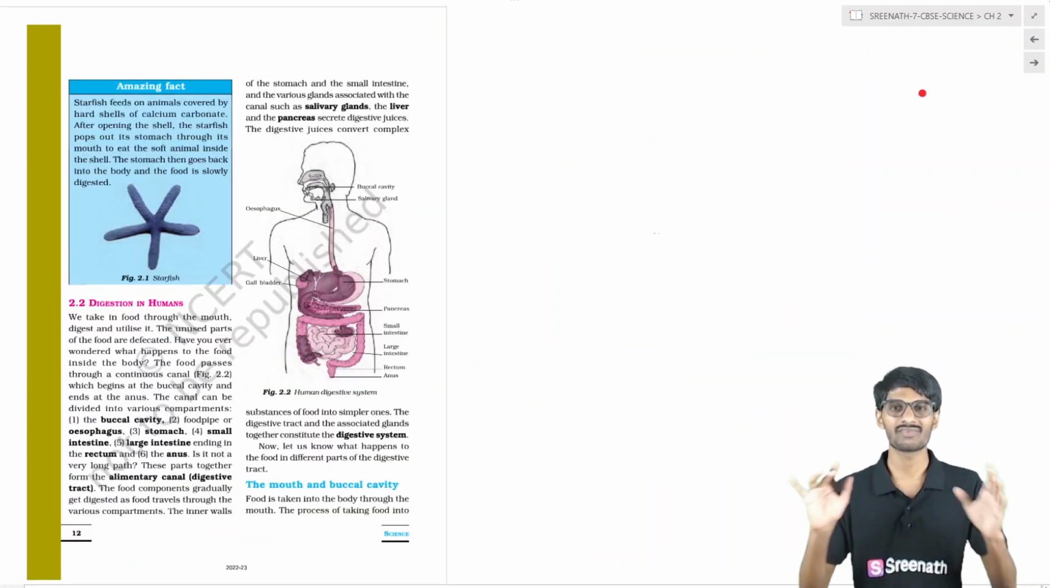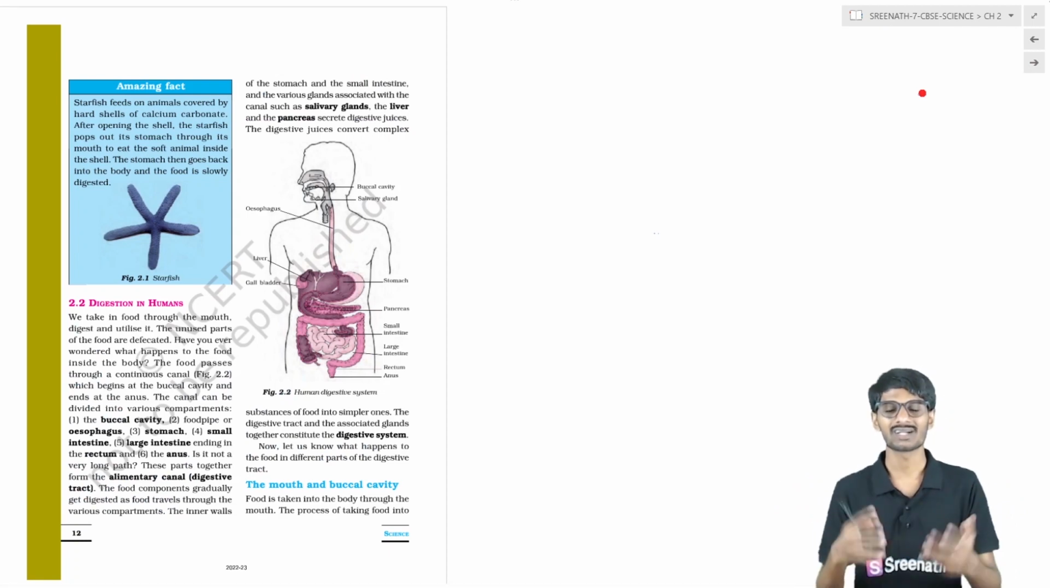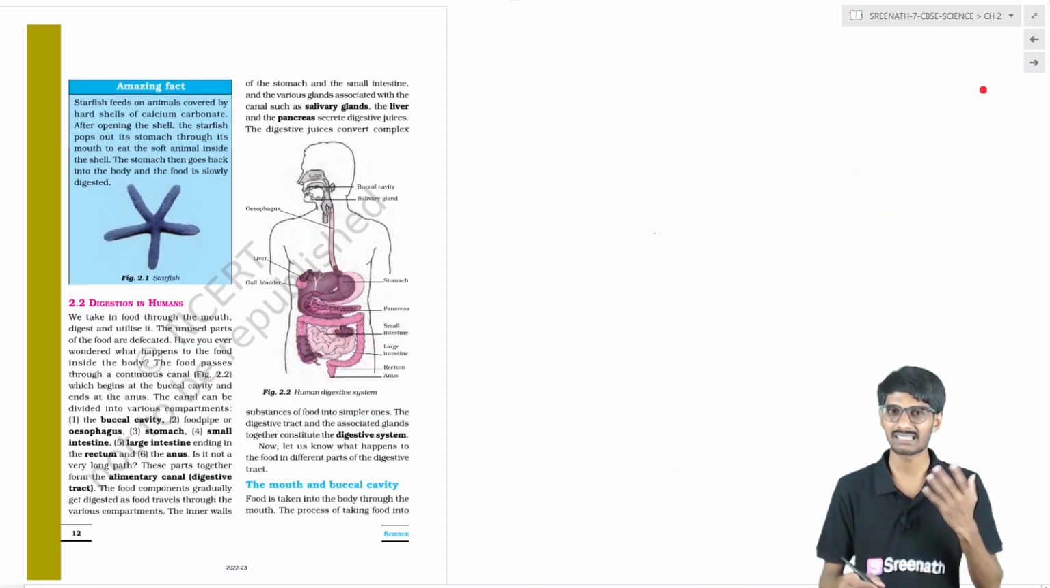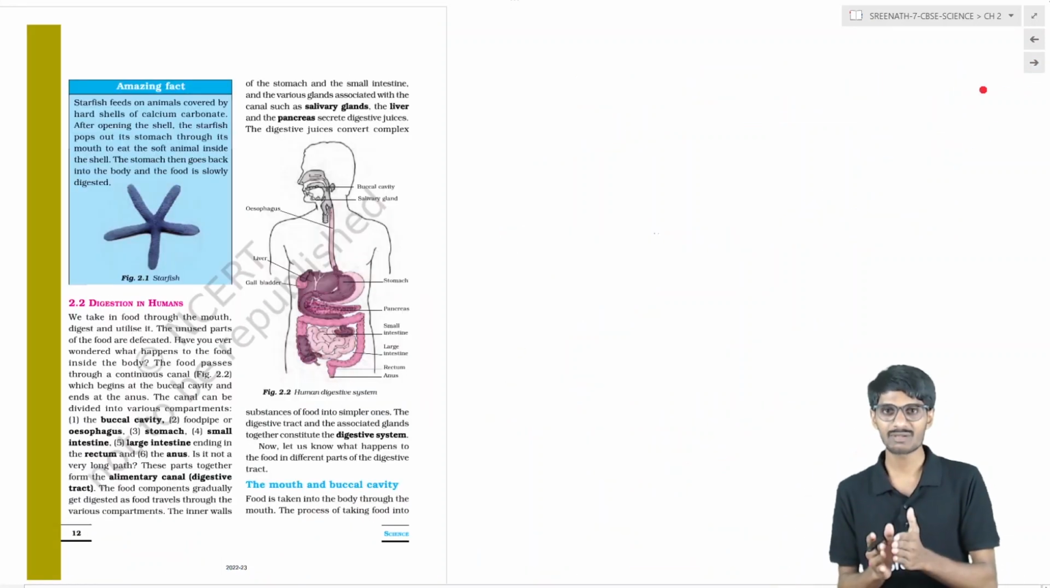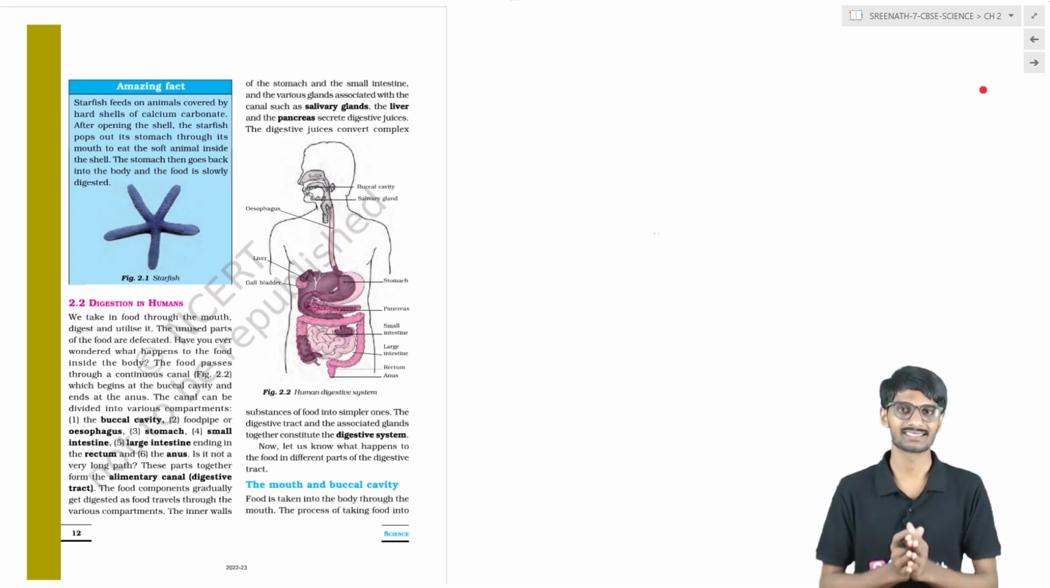So this is about the first topic. Okay students, this is all about the first topic: what are the different ways of taking food? Basically the ways are scraping, chewing, siphoning, capturing and swallowing, sponging and sucking. You have to find out which animal is taking which food and in which way, and write it.